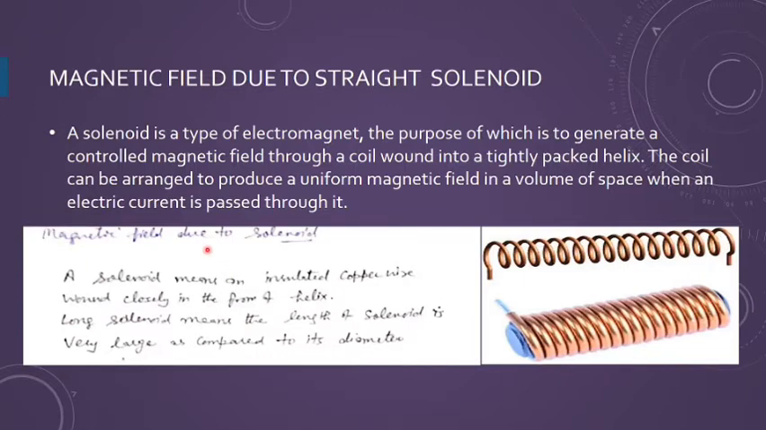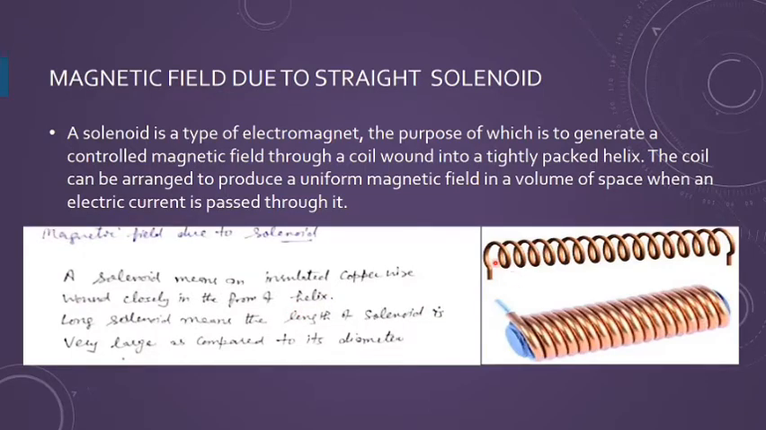So we want to find the magnetic field due to a solenoid using Ampere's circuital law. Before finding the magnetic field, you should know what a solenoid is. This is simply a solenoid. I have tried to show you that we have an insulated copper wire, and circular turns are made like this. So a solenoid means an insulated copper wire which is wound in the form of a helix.